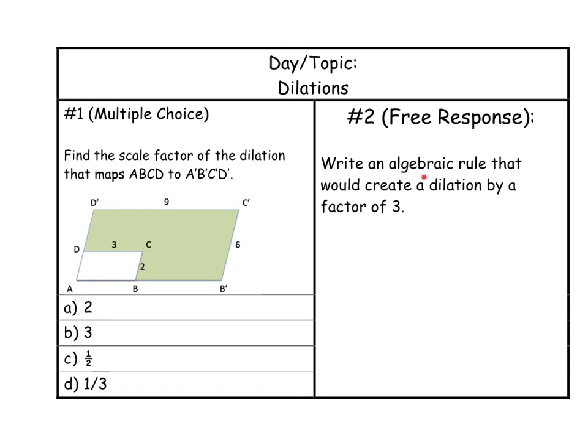And then number 2, write an algebraic rule that would create a dilation by a scale factor of 3. So again, I'll remind you again and again, when you're writing the algebraic rule, make sure you start out with the coordinates of the pre-image, which are x and y.